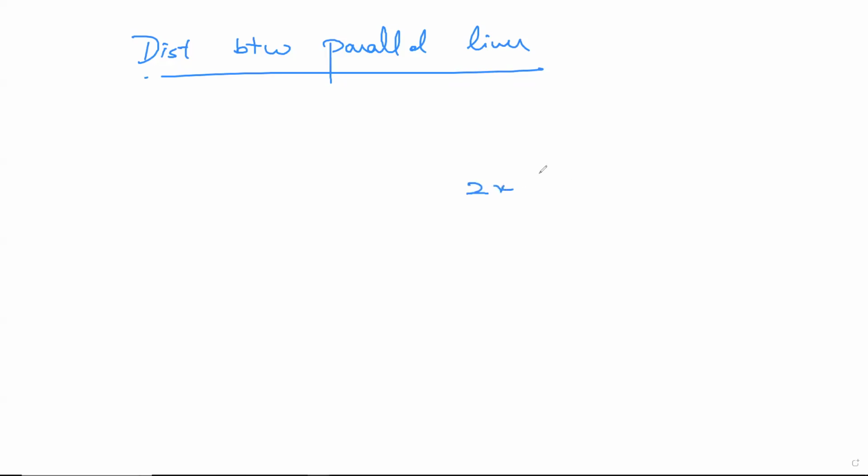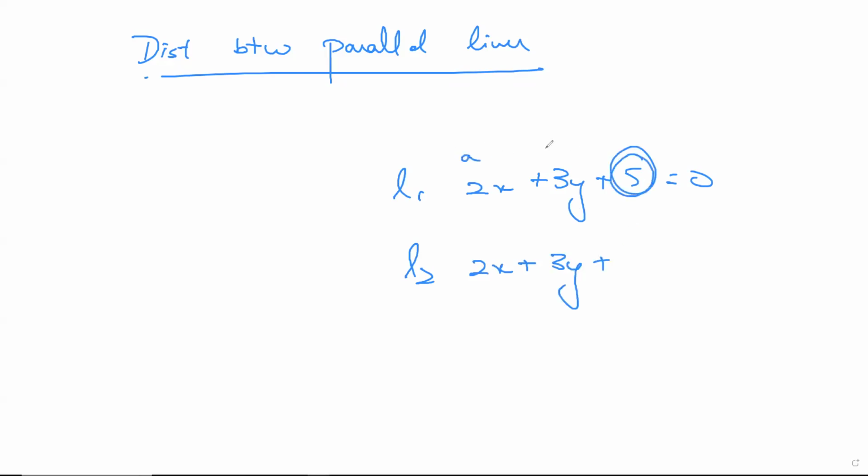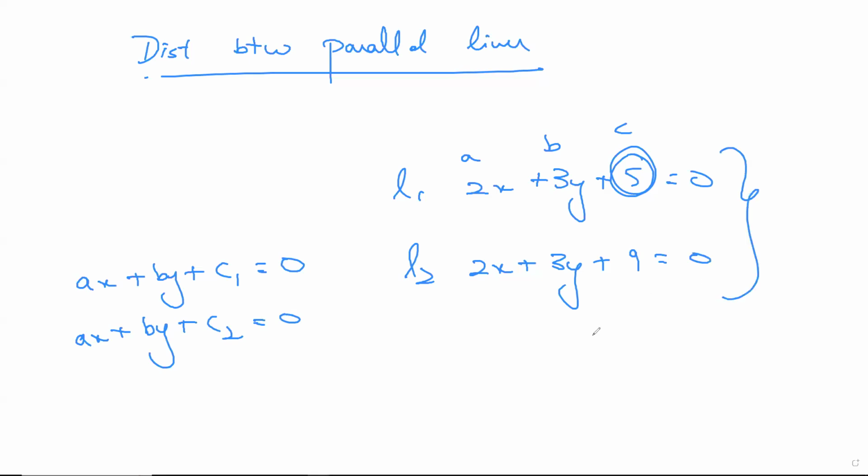Let's say the equation says 2x + 3y + 5 = 0. By chance, this is line 1. And line 2 is almost the same, which means 2x remains as it is, 3y remains as it is, but let's say this is called A, this is called B, and this is called C. The actual representation of any parallel line will be Ax + By + C1 = 0, and Ax + By + C2 = 0, which means I'll assume some other number, I'll assume 9 here. So this set will be called parallel lines.